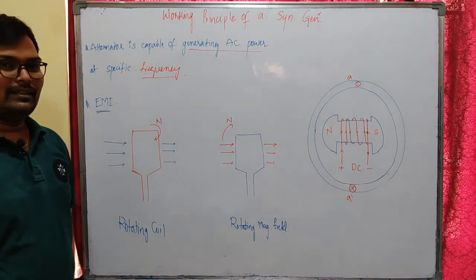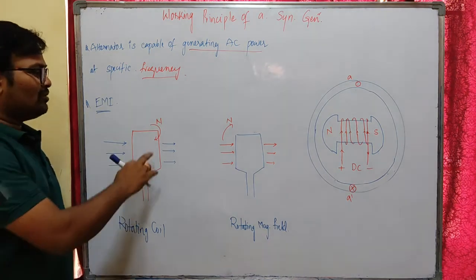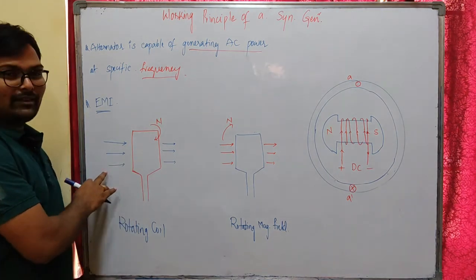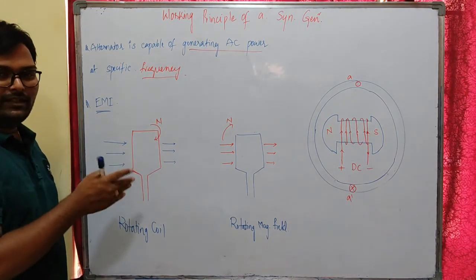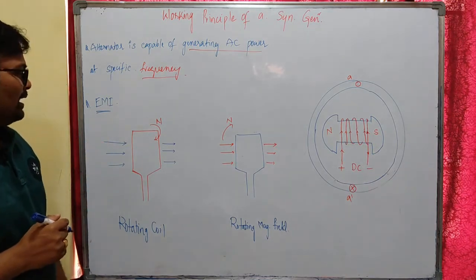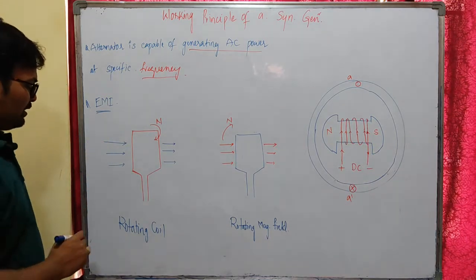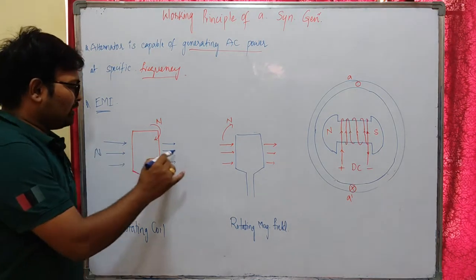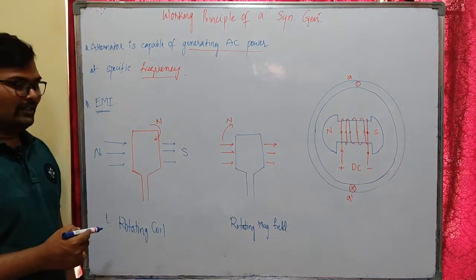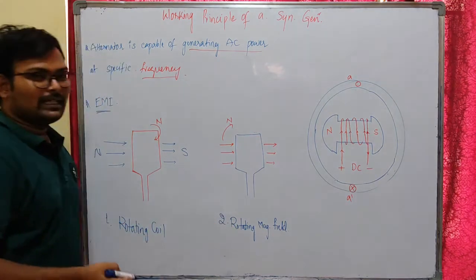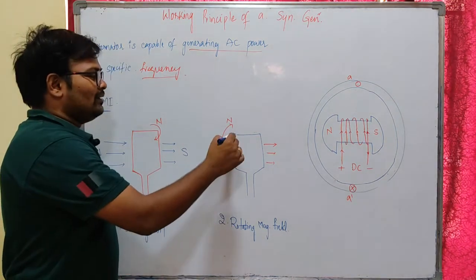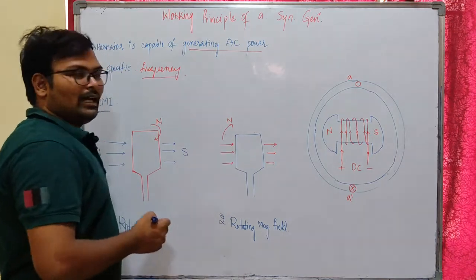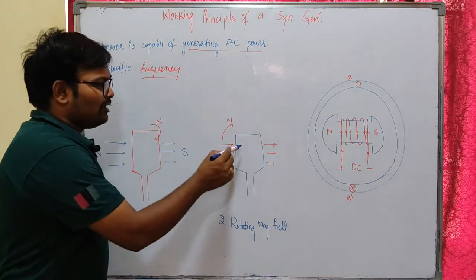What is electromagnetic induction? We need to create some relative motion between a conductor and a magnetic field. That is possible in two ways. We can create relative speed between conductors and magnetic field in two ways. The first one is, if you rotate the coil with respect to the magnetic field, you can create relative speed between the coil and the magnetic field. And the second one is by rotating the magnetic field. By rotating the magnetic field, we have relative speed between the rotating magnetic field and the coil.